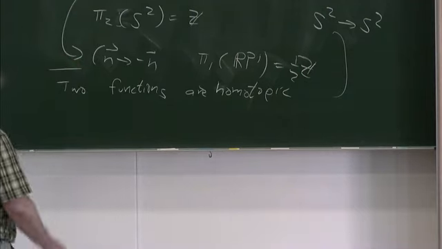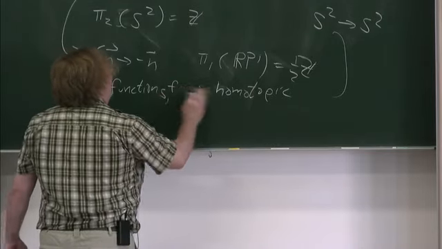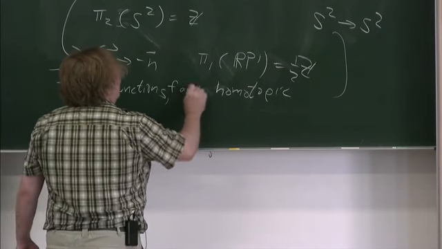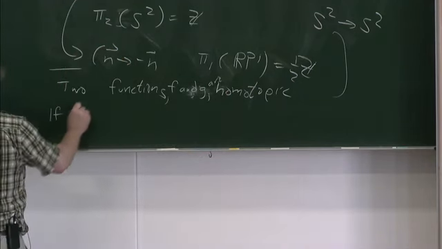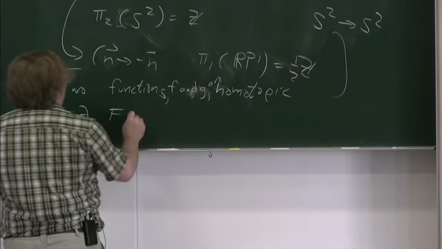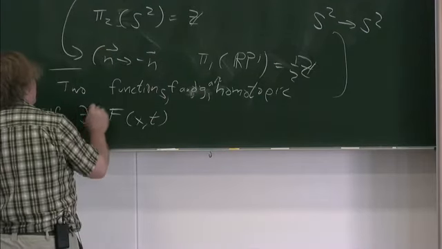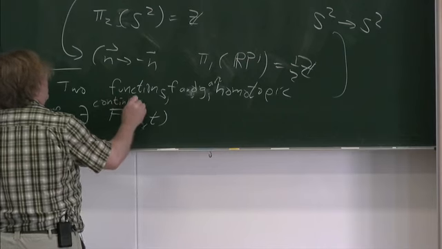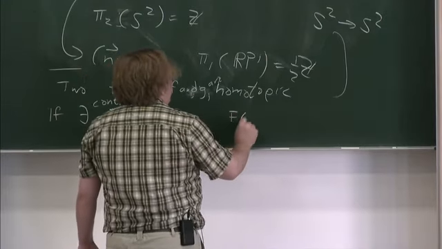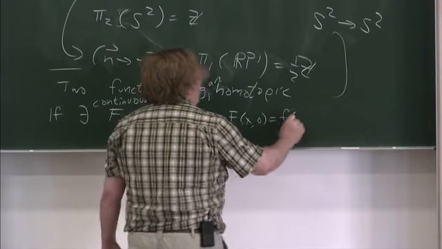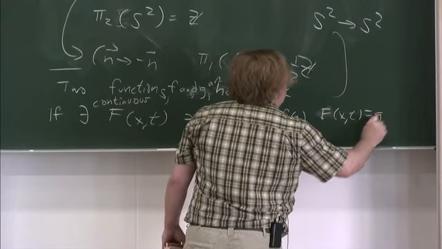Profanity by saying it this way. Two functions, f and g, are homotopic if there exists a continuous function f of x and t, such that f of x and 0 is f of x, and f of x and 1 is g of x.